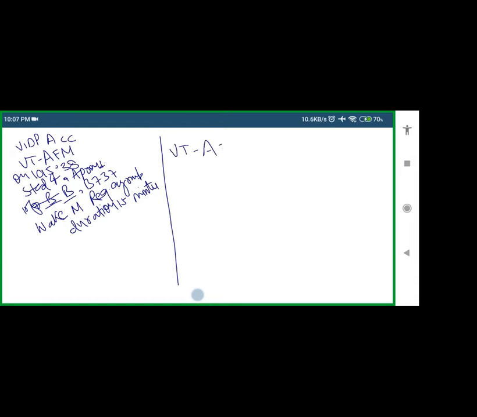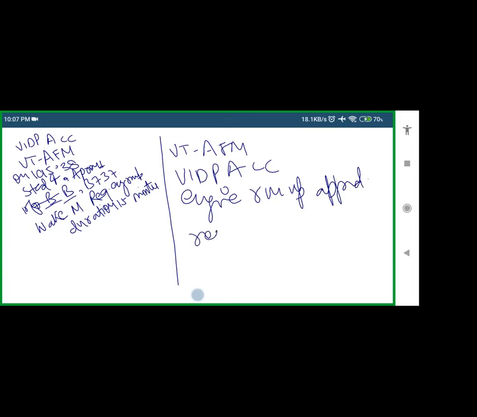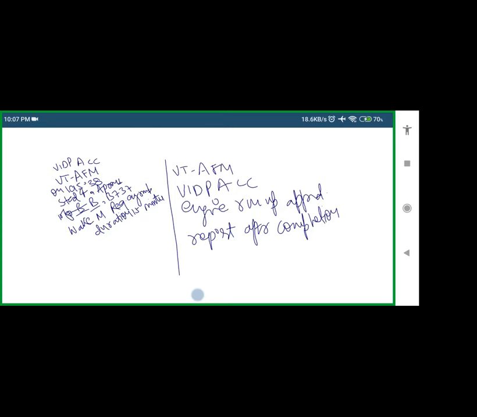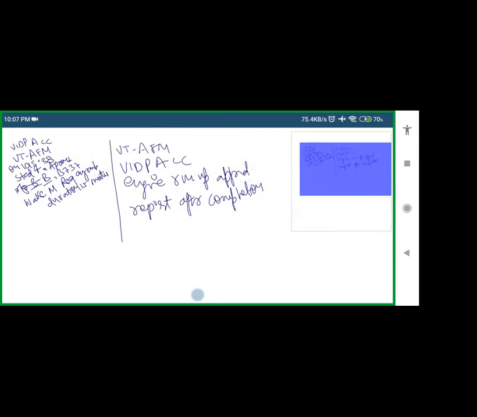Victor Tango Alpha Foxtrot Mike, Delhi Control, engine runup approved. Report after completion. Roger.